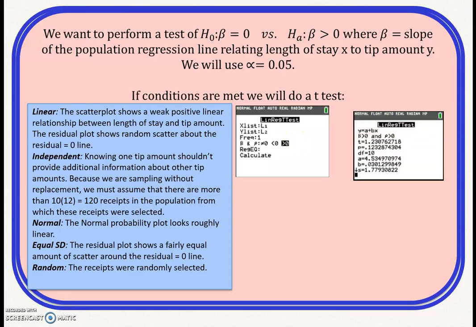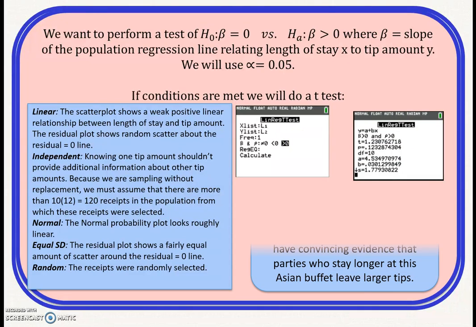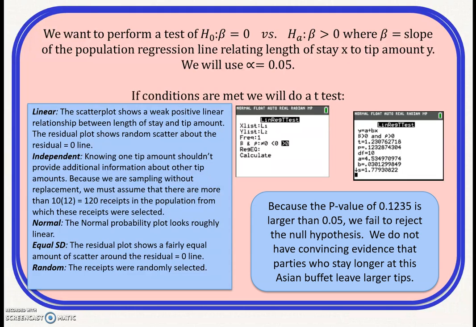This is the data that it produces, and so what we are interested in is that p-value, of course. But you do want to make note of your degrees of freedom and your test statistic. You want to write all of that down, of course. But because the p-value of 0.1235 is larger than 0.05, we fail to reject the null hypothesis. We do not have convincing evidence that the parties who stay longer at this Asian buffet leave larger tips.